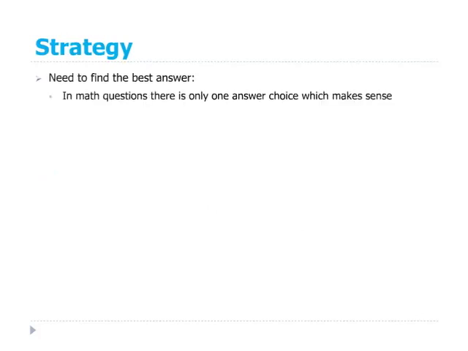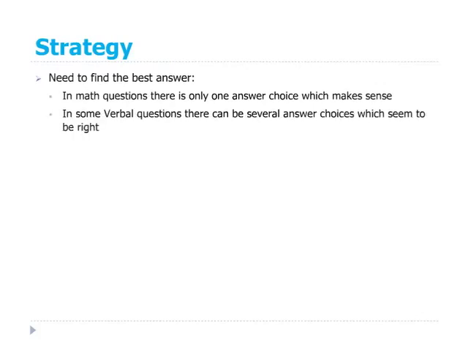Another important thing about verbal questions is that you need to find the best answer. Unlike math questions where there is only one answer choice which makes sense, in some questions on the verbal section, there can be several answer choices which seem to be right. However, there is still only one correct answer. You have to either eliminate the answer choices that have a certain weakness or choose the one which directly addresses the problem at hand and fully answers the question asked.